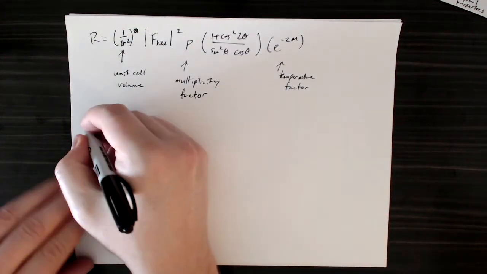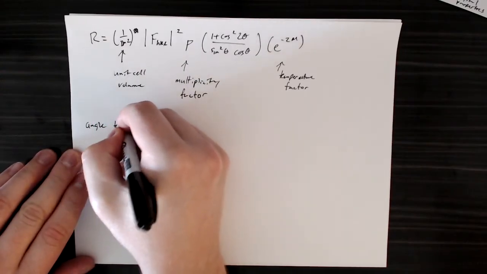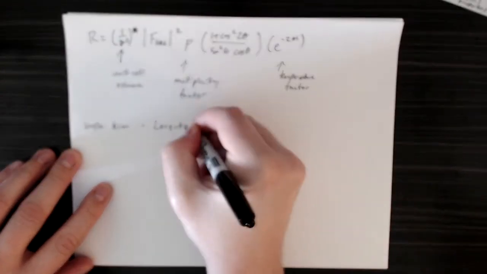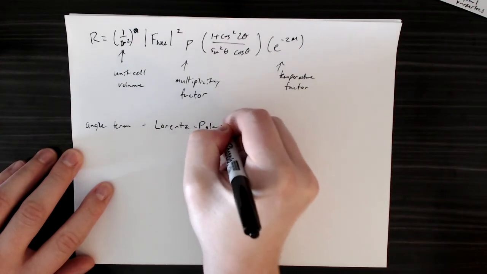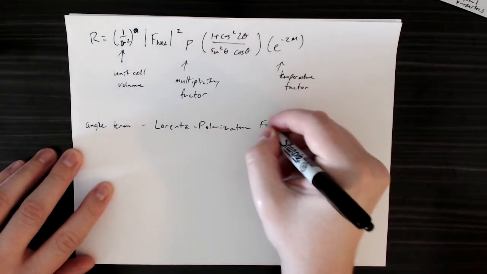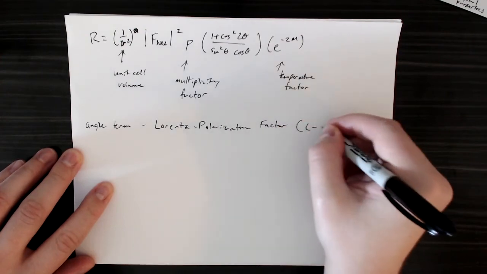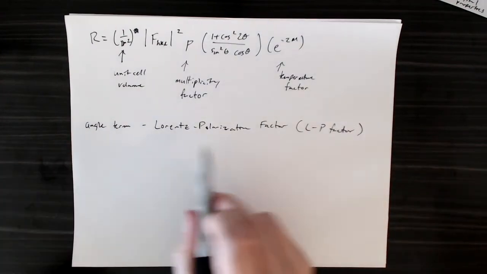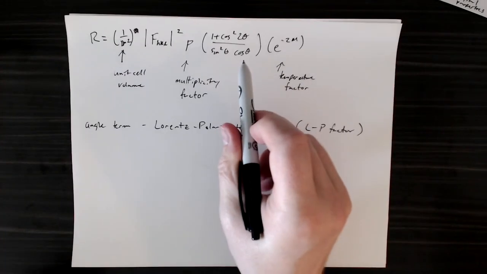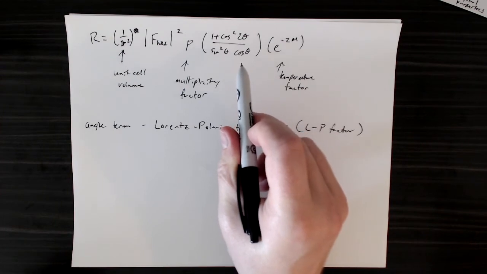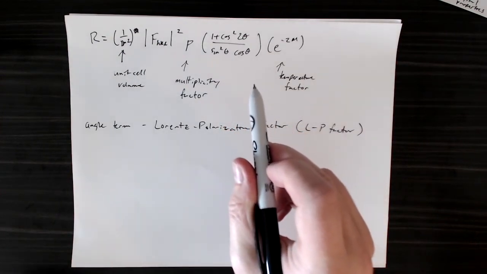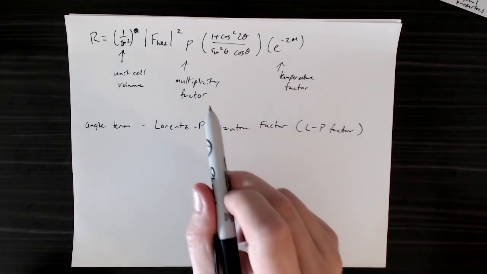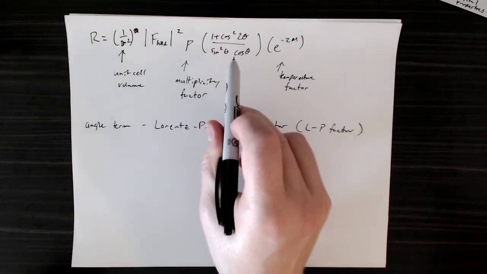And the last one, the angle term, is specifically known as the Lorentz polarization factor. And sometimes that's abbreviated to LP factor. So again, this is often tabulated, but as you can see, if you know the angle, we can directly calculate that as well. So it's both tabulated in the Cullity text, but also you can solve directly for it if you know the angle.